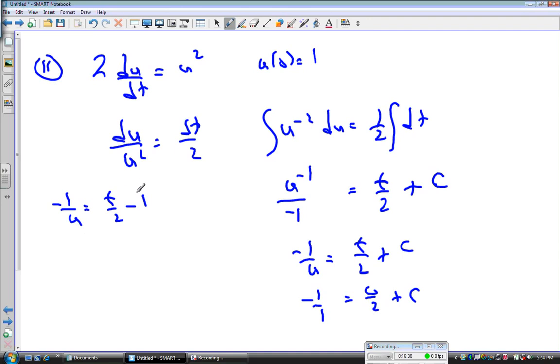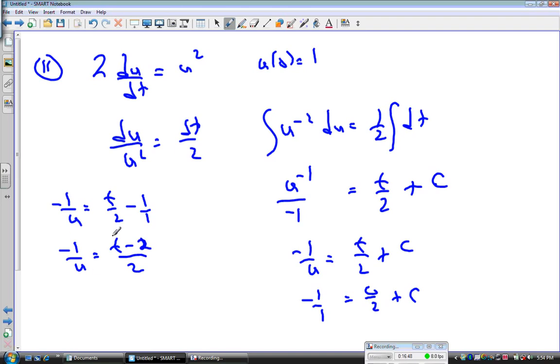But I want to get u alone as a function of t. I don't want it in the denominator like that if I can get away with it. So how about we make this one fraction, cross multiply, fun stuff. So what do you get? Negative 1 over u is t minus 1 over 2. Multiply top and bottom by 2. Oh, sorry, t minus 2 over 2.